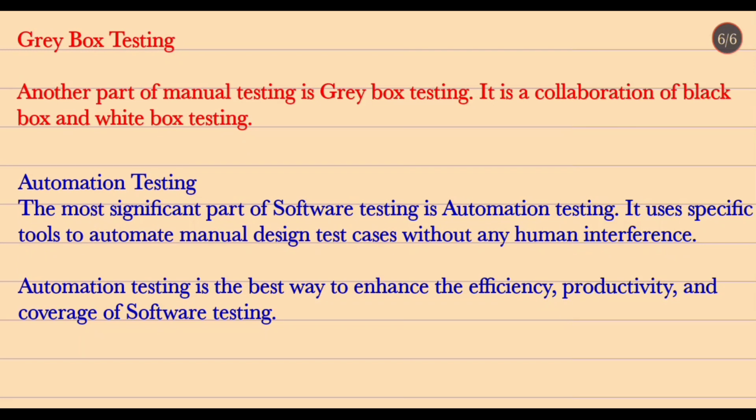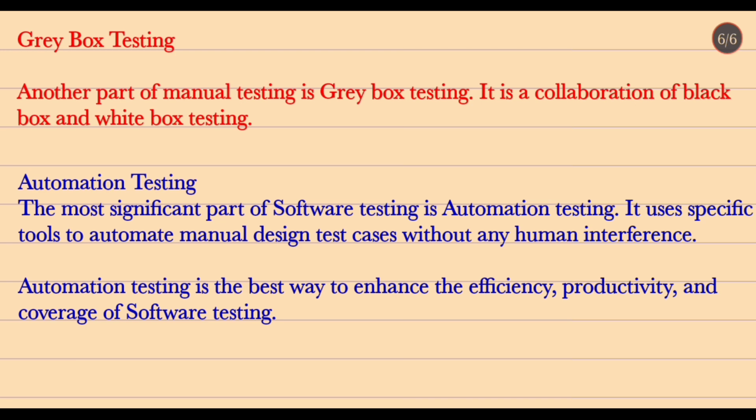Now some other kinds of testing. Gray box testing is another part of manual testing. It is a combination of black box testing and white box testing. Do you remember what black box testing and white box testing are? In a simple way, we can say black box is not deep inside, but white box is deeply inside, line by line testing. We combine both when we have to test the deep side also, and also the overall application. That combination is known as gray box testing.